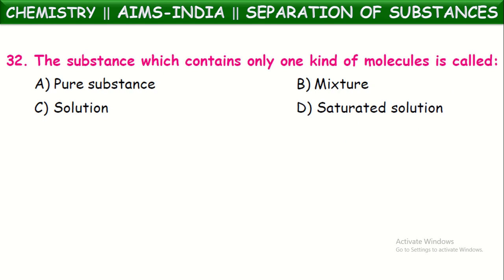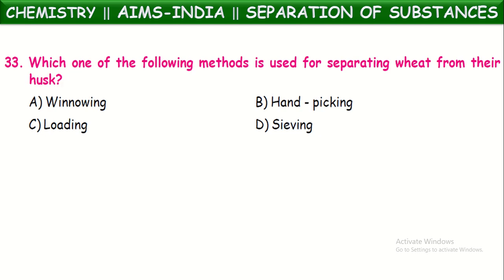Okay. Next one. The substance which contains only one kind of molecules is called what? The substance which contains only one kind of molecules is a pure substance. Next one. Which one of the following methods is used for separating wheat from their husk? Again, the same question is asked here. From the husk, wheat can be separated by the winnowing process because of the difference in their weight. Okay, winnowing.